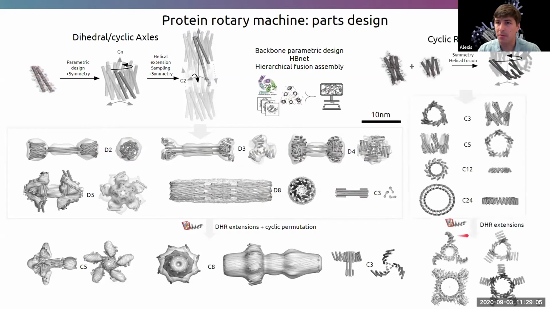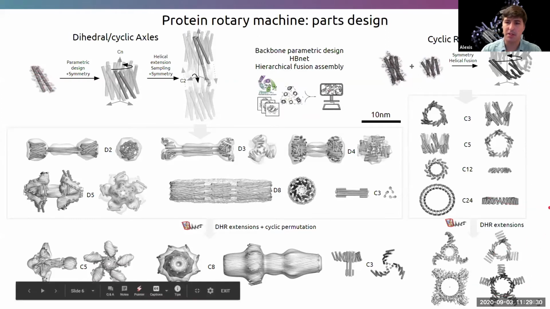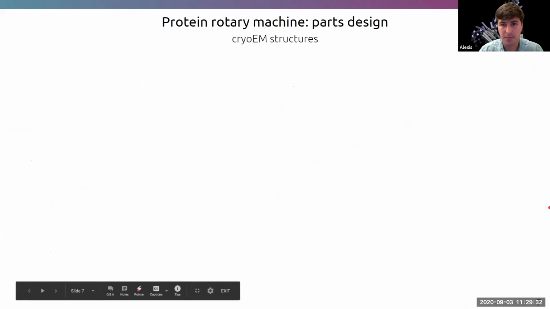And then we build some rings that could go around these axles, and mostly they're cyclic symmetries. We made a bunch of different parts that are C3 symmetric to C24 symmetric, and again we tried to diversify the library and cut these parts into multiple monomers and increase the diversity by fusing them systematically to other proteins.